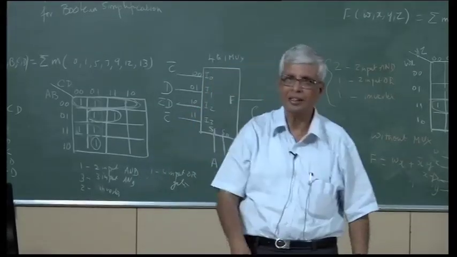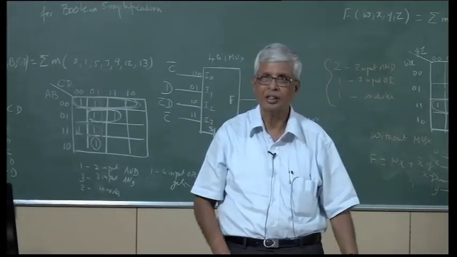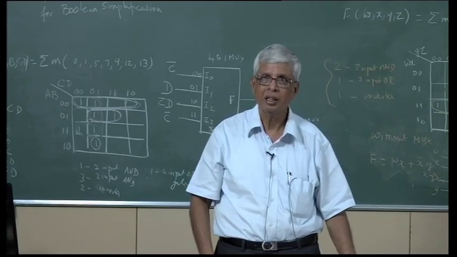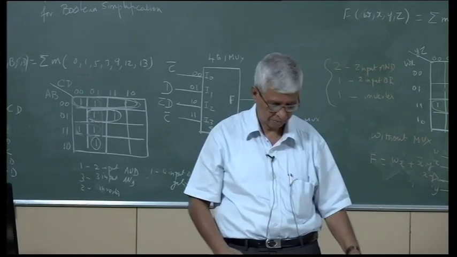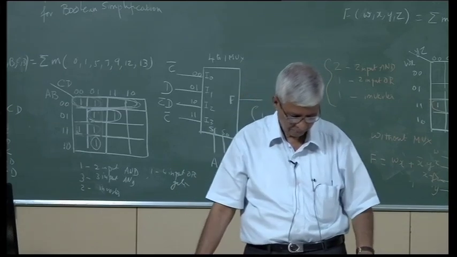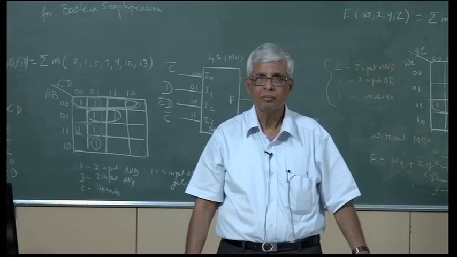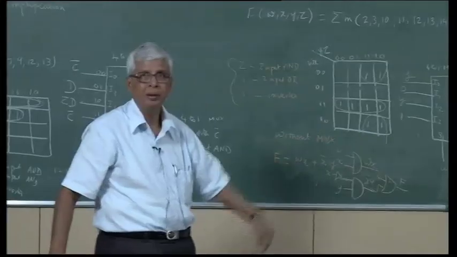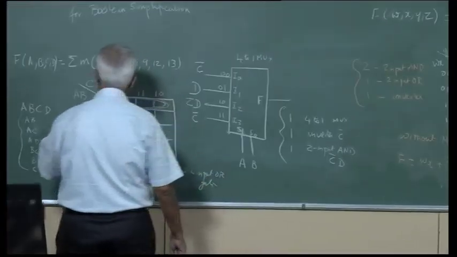Yes, please, Ayush. One second, Ayush. Let me unmute you. Go ahead, Ayush. Sir, you just asked the question which combination will require the least hardware. I think the one we used, that AB combination, will give the least hardware. Very good.